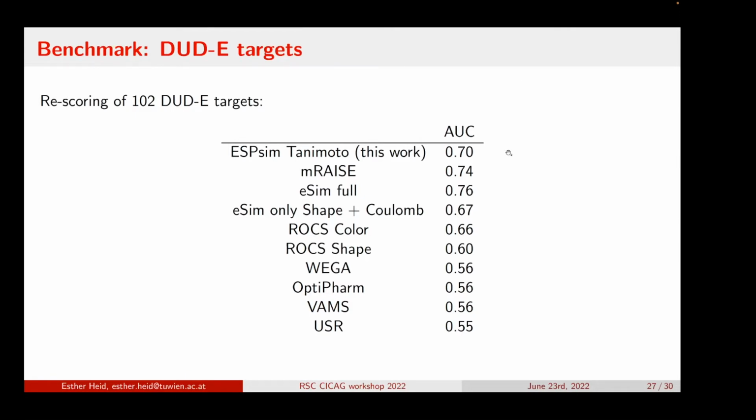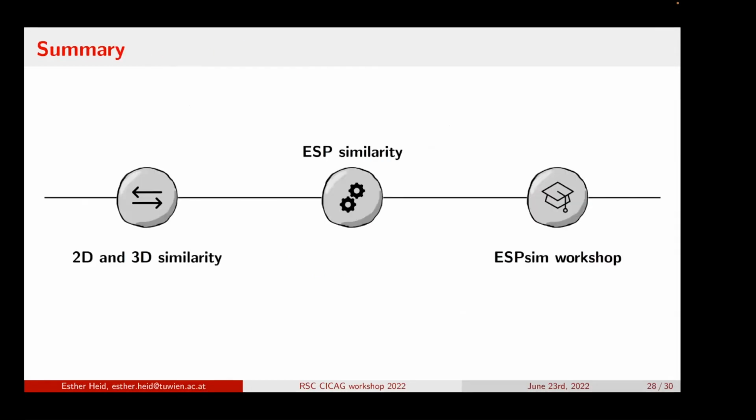So with ESP-Sim, you don't get the best performance of all times, but you get a very decent performance in a very short amount of time. And it is open source. So I think it's a very valuable contribution to the field of research, and we really hope that it's useful to you. And with that, I'm nearly at the end of that first part of my talk, which is just the theoretical part. We talked a little bit about 2D, 3D similarity and electrostatic potential similarity. And I'm really excited to go into that workshop part with you.